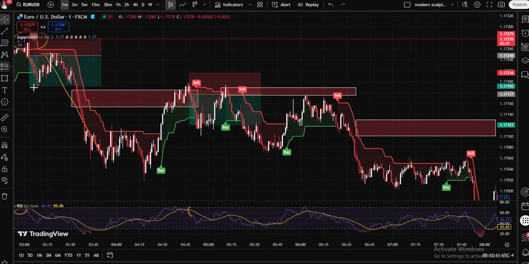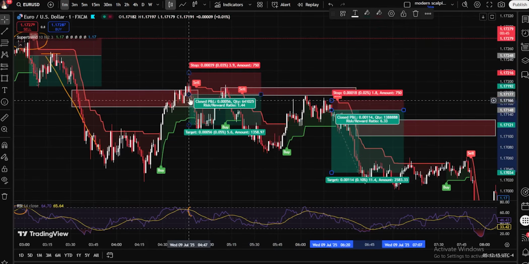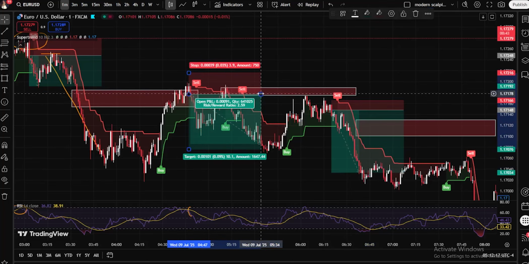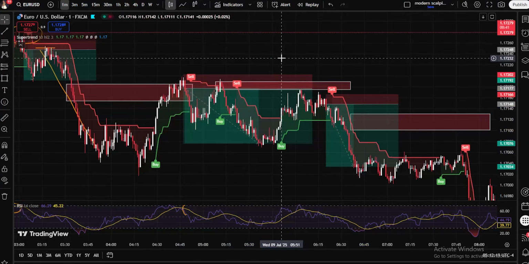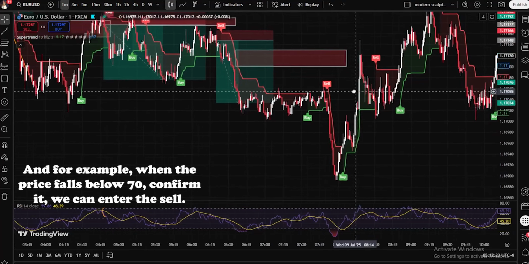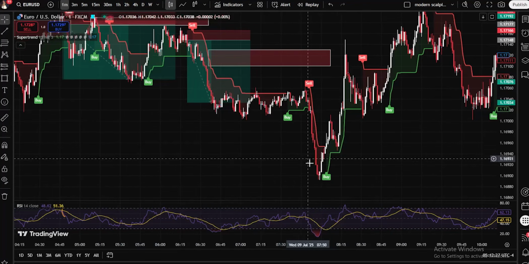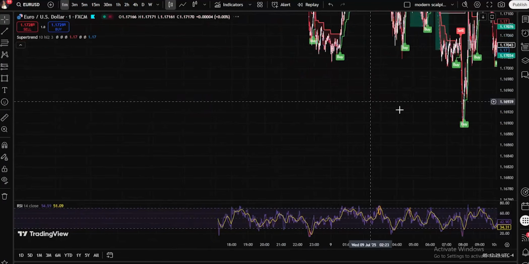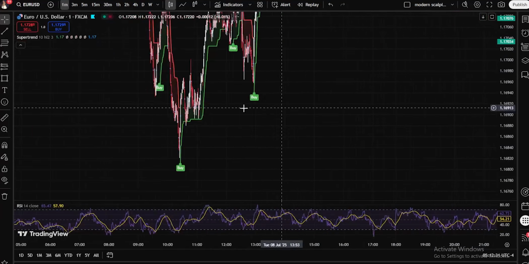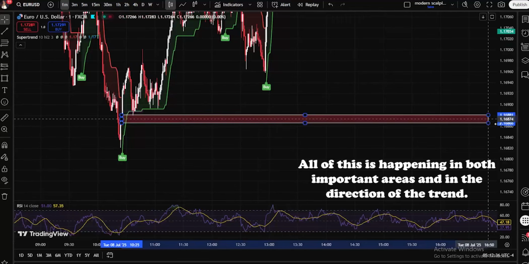A real example. In the New York session on EUR/USD, the price was first below the Super Trend. RSI reached 80 and then started to decline. When the strong red candle closed, we entered the sell. We set the profit limit at the previous low, and in less than 2 minutes, the trade was closed with a profit of 1.5 times the risk.